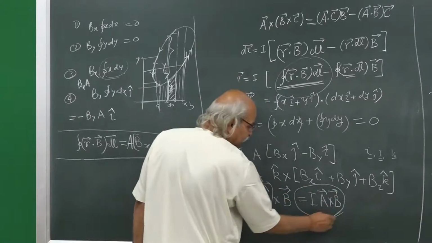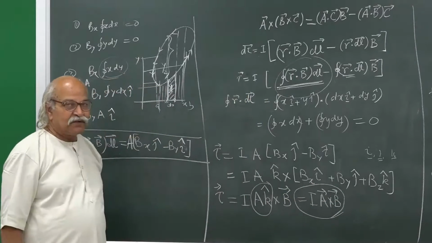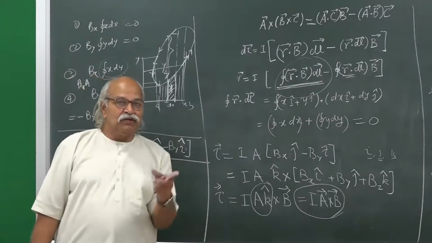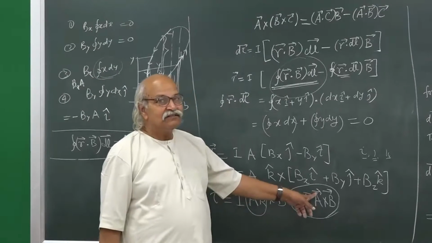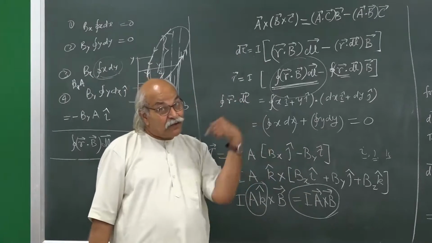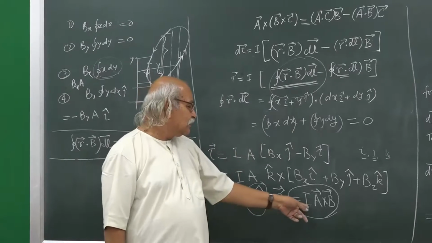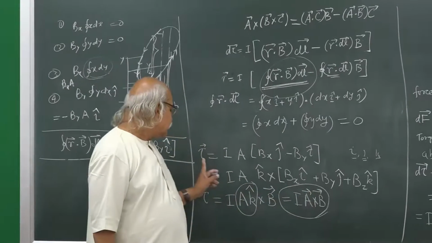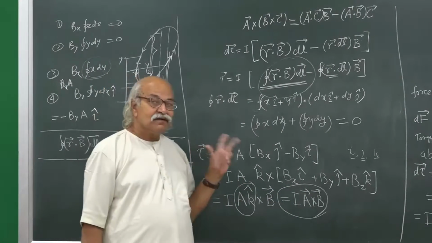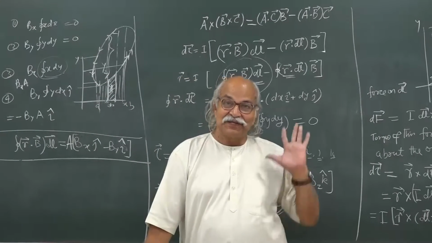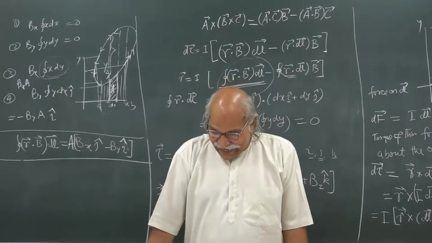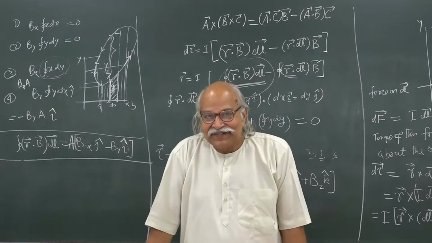So this is the torque, this is the expression of torque. If you have a current loop, find out what the area is, put the proper vector sign perpendicular to the area, clockwise or anti-clockwise accordingly, and then cross B is the torque on the current loop by the magnetic field. So we will stop here today and do more calculations next time.